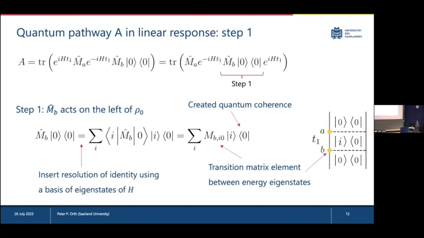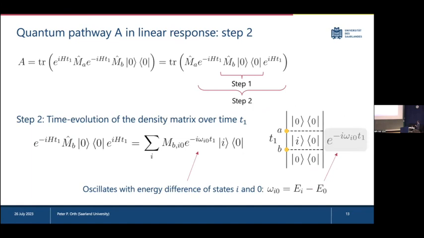Now, basically, I've created a coherence in the system. The density matrix is now in an off-diagonal state, and the system will acquire a phase, which is proportional to e to the minus (Ei minus E0), the energy of this state that you have created. And the transition matrix element gives you the probability of reaching that state. And then, as I said, you're going to get this phase.